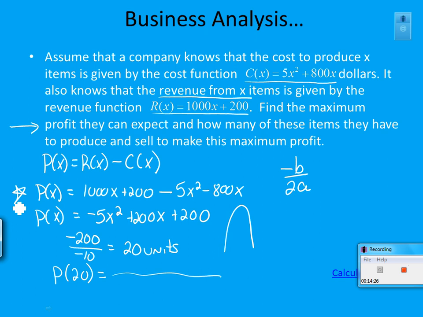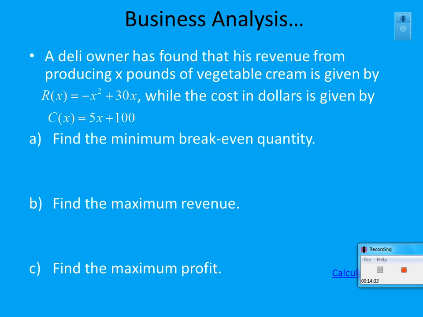So that's what we got so far. If you would, flip to the back side. Just another one, just make sure you're good with the formulas and everything. It says a deli owner has found that his revenue from producing X pounds of vegetable cream, doesn't sound very good, is given by R of X equals negative X squared plus 30X, while the cost in dollars is given by 5X plus 100. Find the minimum break-even quantity. Just make sure you know what we're working with here.